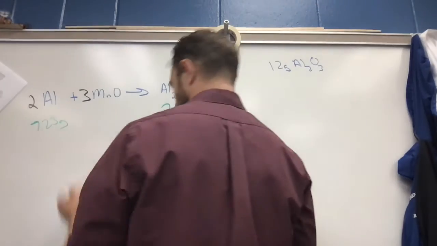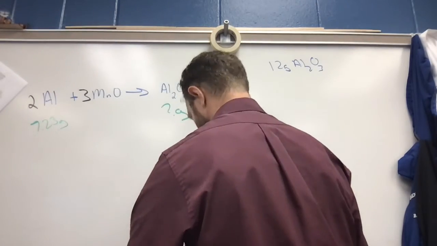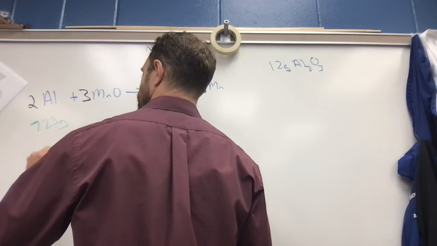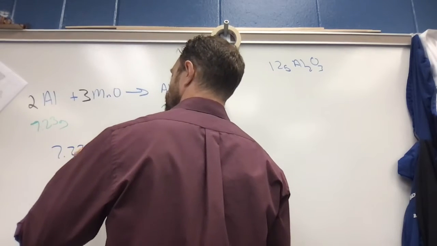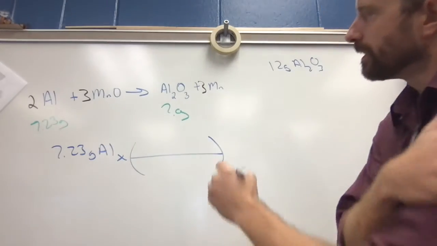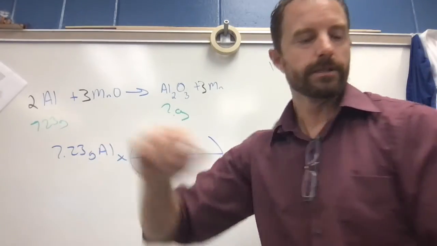So we'll start, let's use different colors here so we can see our different steps. So we've got our 7.23 grams of aluminum. Oh, my shoulder's sore. I got my vaccine last night, so my shoulder's a little sore. So I've got grams of aluminum.